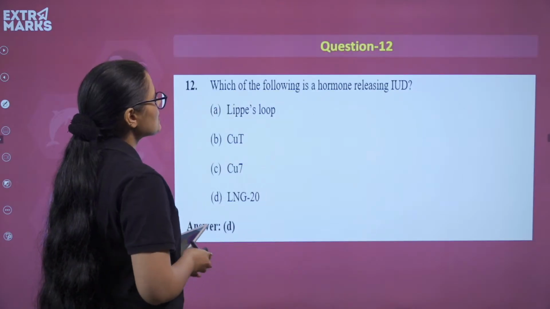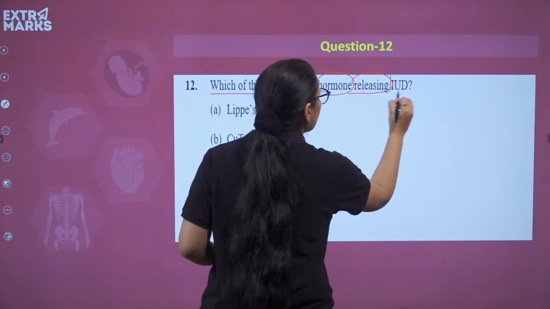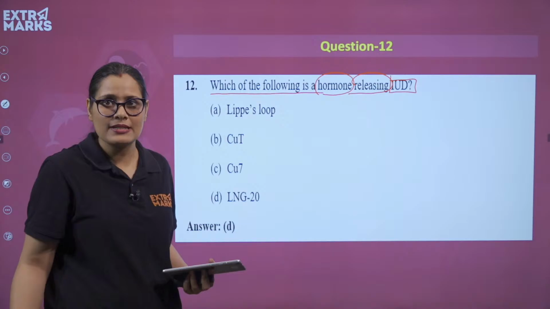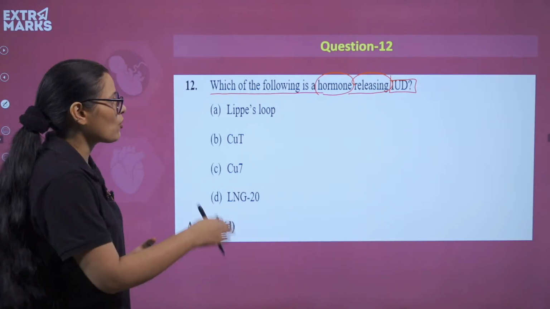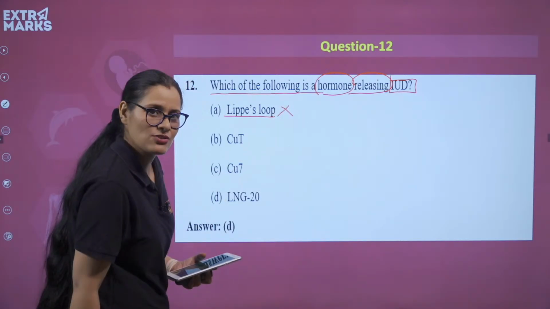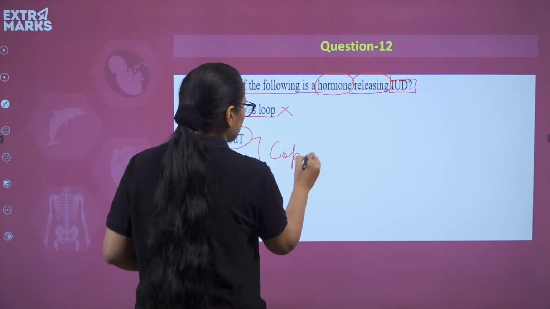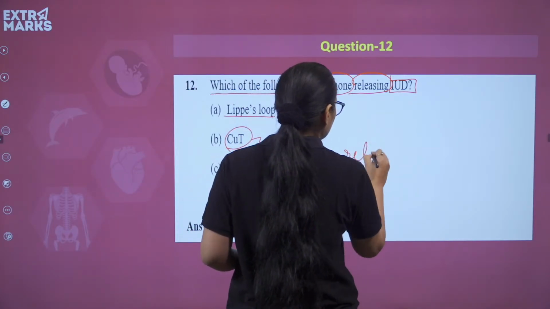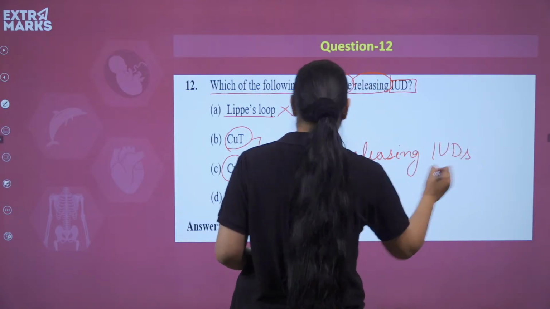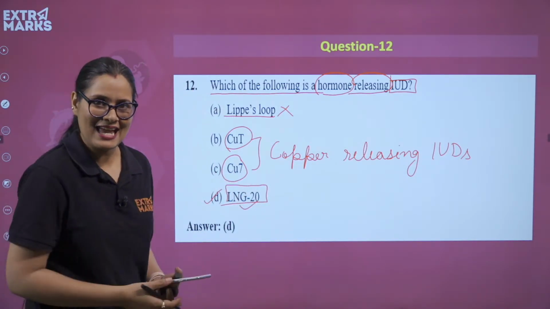The next question is question number 12, which says, which of the following is a hormone releasing intrauterine device or IUD? You have LNG-20 and Progestasert, which are your hormone releasing IUDs. Lippes Loop is a non-medicated IUD, so this is incorrect. Copper T and Cu 7 are copper releasing IUDs, whereas LNG-20 is a hormone releasing IUD, so it is the correct answer.